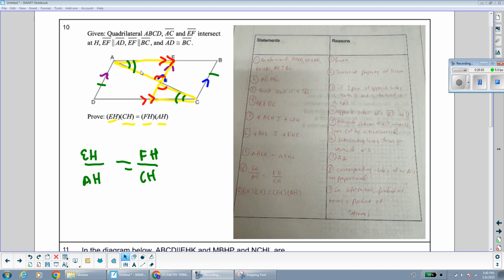So I first established that AD was parallel to BC, and that's due to the transitive property of parallelism. Then I said that the quadrilateral ABCD is a parallelogram because it has one pair of opposite sides both congruent and parallel. And then from there, I could mention the alternate interior angles, the vertical angles, prove the triangles similar with AA, prove the proportion, and finally prove the product.